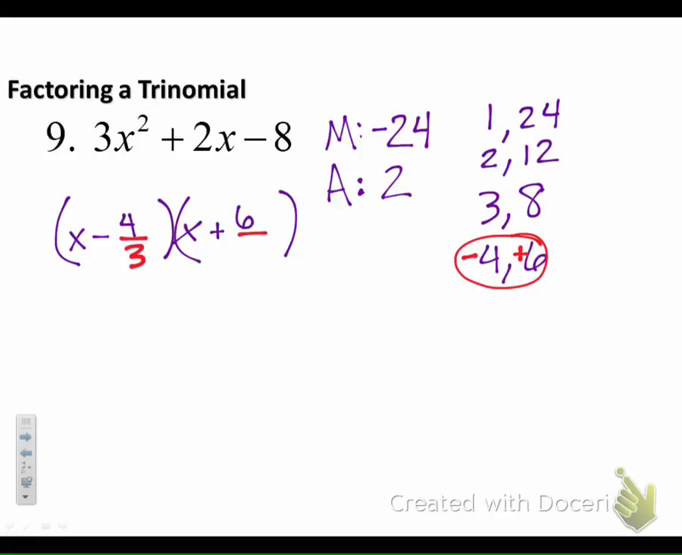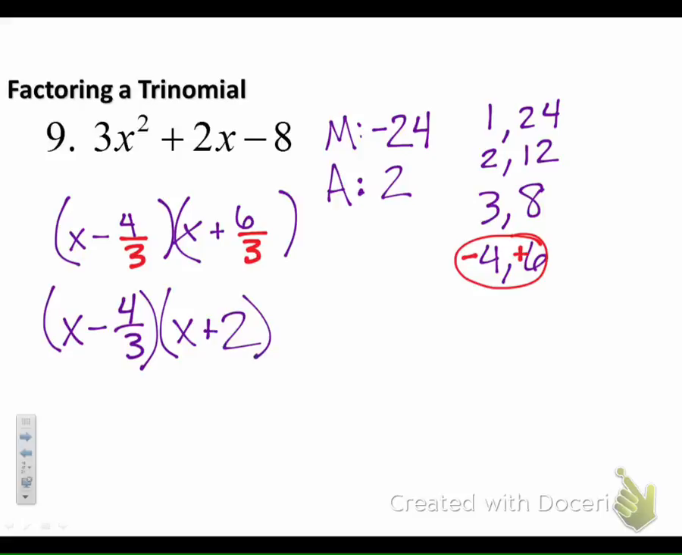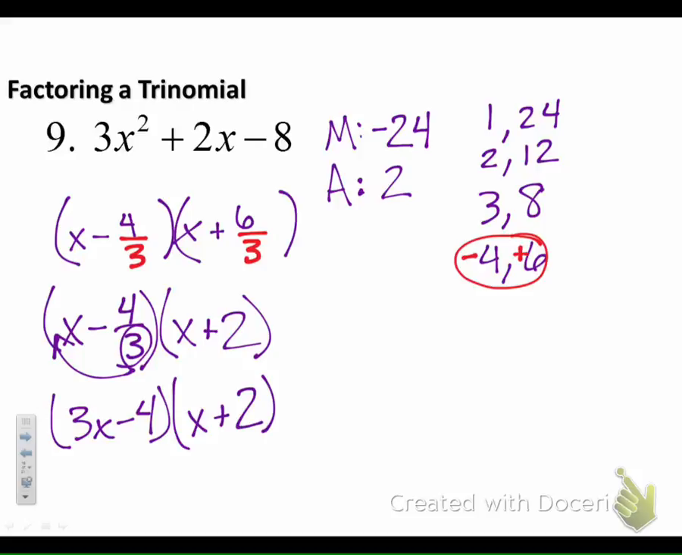Divide by your leading coefficient. Reduce. The first fraction cannot, but the second does. 6 divided by 3 is 2. So this is the point where I definitely need to move this denominator up as a coefficient. And let's just check the first and the last. 3x times x does get me a 3x squared, and -4 times 2 does get me back to that -8 as the constant.